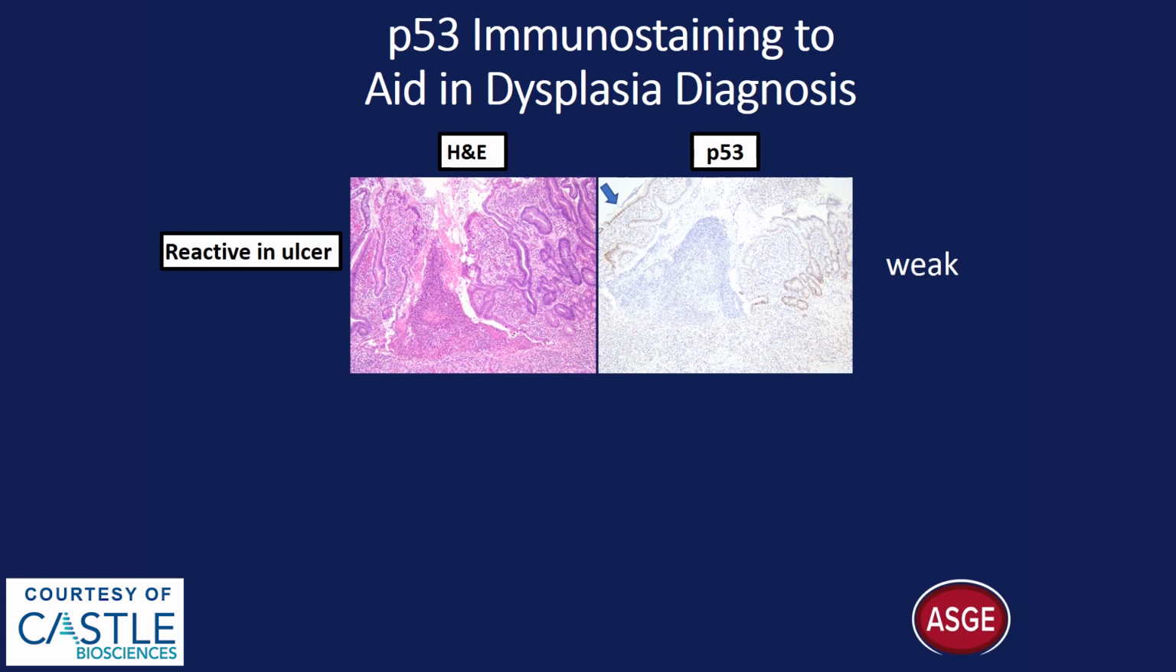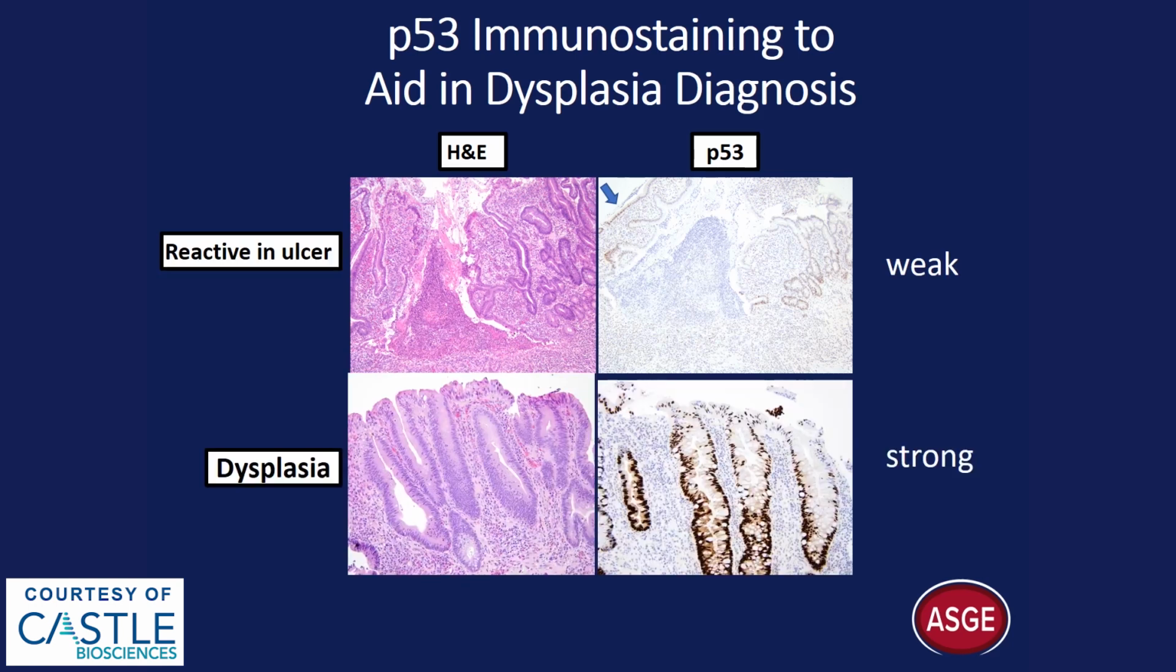However, when there is active inflammation, as shown in this slide here, where there is in fact an ulcer and potentially reactive changes, the p53 immunostaining can show weak wild-type staining, therefore supporting the idea that this is not true dysplasia. In contrast, when there is potential dysplasia based on the hyperchromasia and the nuclear abnormalities shown in this slide, the p53 aberrant strong immunostaining shown in this image can support the diagnosis of true dysplasia.